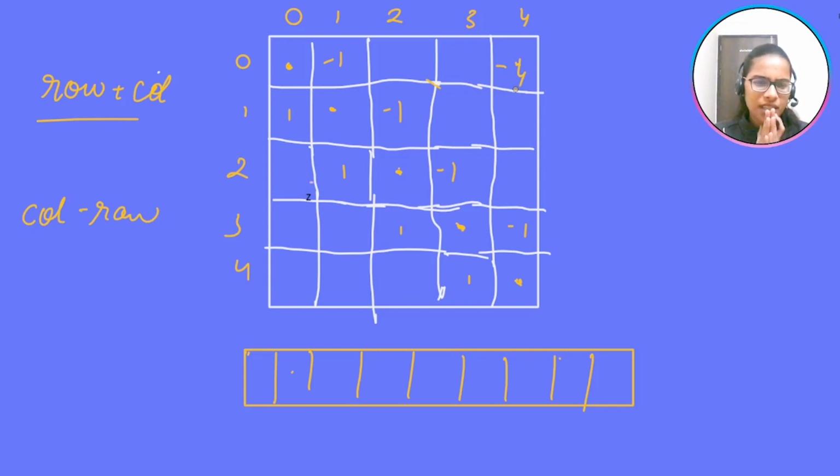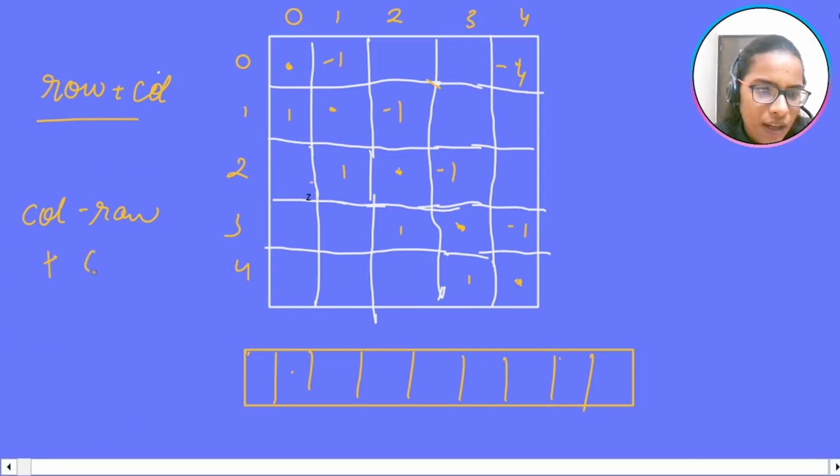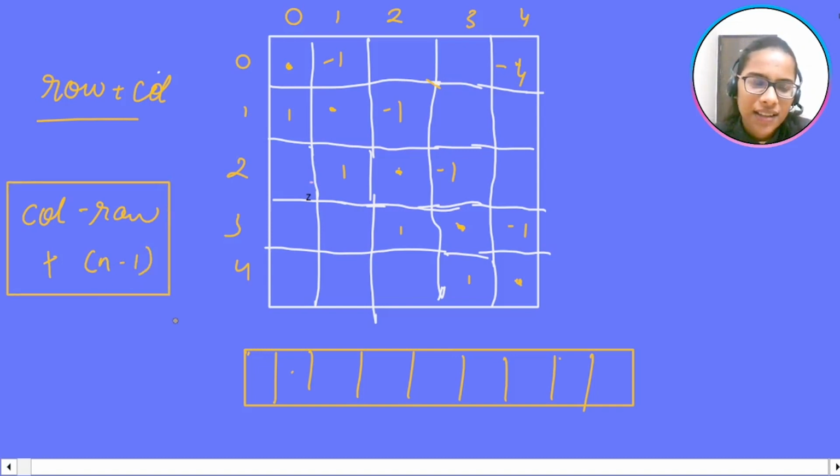Can we just add something over here? Yes, actually we can. What if I add 4 to minus 4? It will be 0. What if I add 4 to minus 3? It will be 1, right? So what I can do is add n minus 1 to my column minus row. And this is my formula for the upper diagonal, to check the values in the upper diagonal.